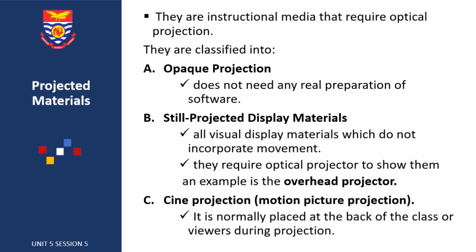Okay, we also have the cine projection, and here we have motion picture projection. It is normally placed at the back of the class or viewers during projection. The difference between the still projected display materials and the cine projection has got to do with the movement. One incorporates movement, one does not. The still does not incorporate movement. The cine incorporates movement.